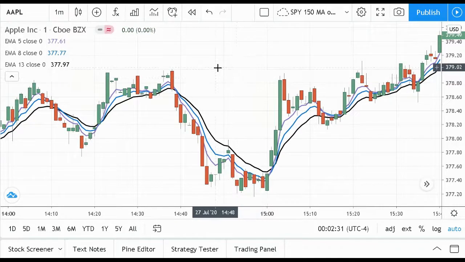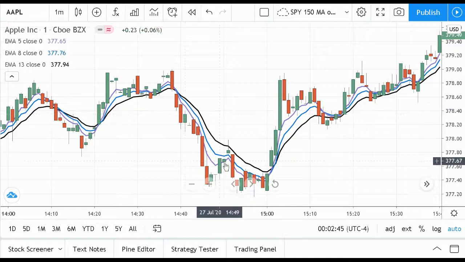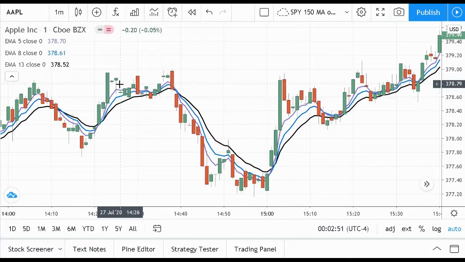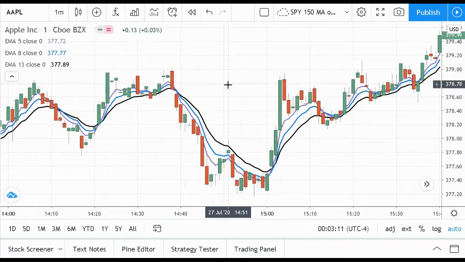Okay, so I've got a ribbon of 3 exponential moving averages, 3 EMAs. The 5, the 8, and the 13. The 5 is the light purple one here, and that is clinging closely to the candles, to the price action. Then a little bit further away is the 8 EMA, and that's in blue. And the one that is farthest away from the candles is the black one here, the 13-period exponential moving average, all right? And so you get that ribbon there.